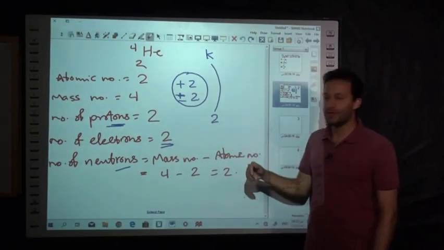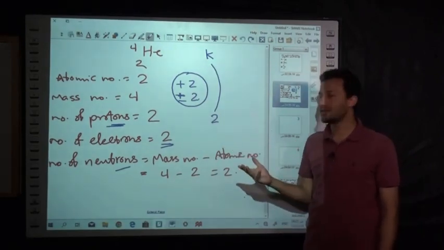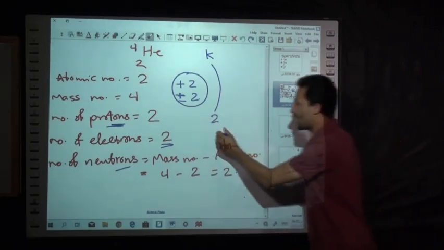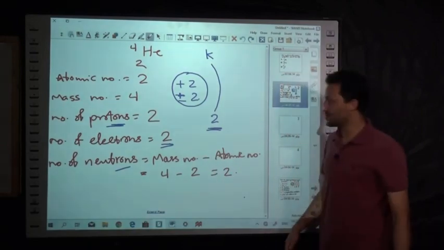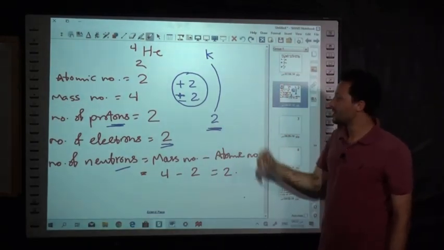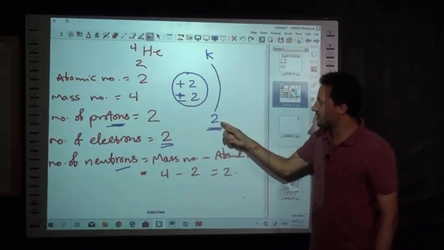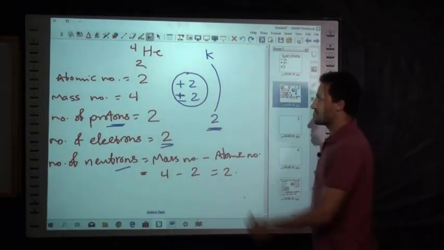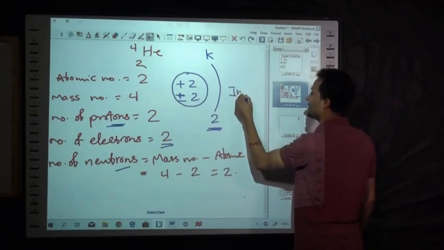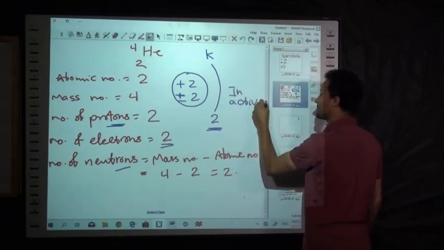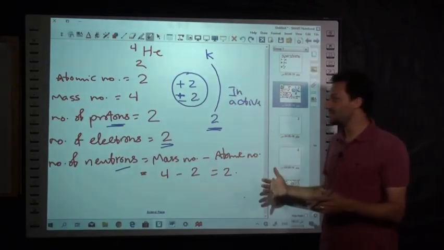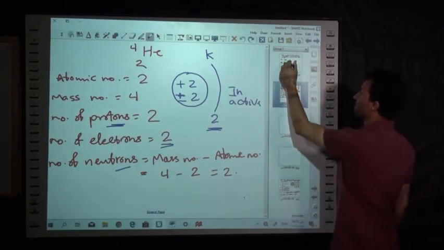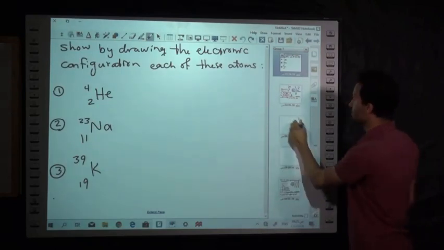From this drawing of the electronic configuration, we can conclude whether the helium element is active or not. Look at the outermost energy level. We have 1 energy level, so the K energy level is saturated with the whole number of electrons, 2 electrons, so we can say that helium is inactive. It doesn't need to participate in chemical reactions. Let's go to the next example, sodium.